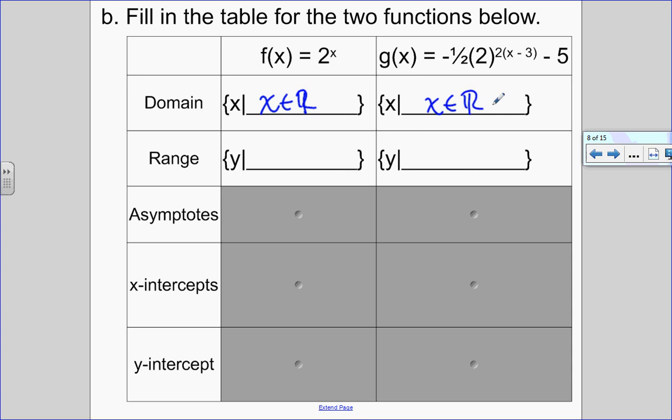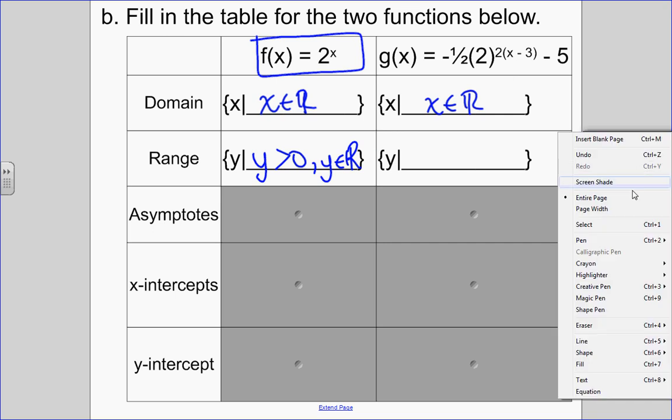The range has to do with y. What am I doing with y? Well, I know just looking at my base function here, I have a base of 2, which means I'm an increasing graph, and it's going to be everything above 0. So the range is the set of all y such that y is greater than 0 and still an element of the reals.